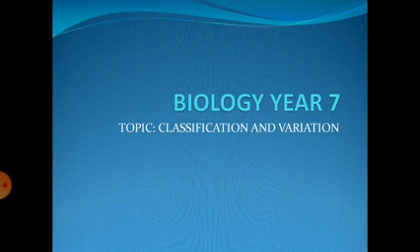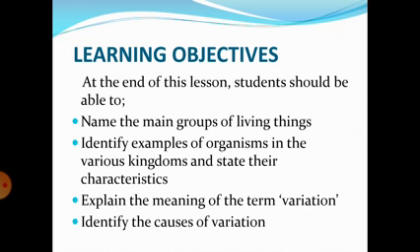The topic we're considering this morning is classification and variation. Here are the objectives of the lesson. At the end of this lesson, students should be able to name the main groups of living things, identify examples of organisms in the various kingdoms and state their characteristics, explain the meaning of the term variation, and identify the causes of variation.